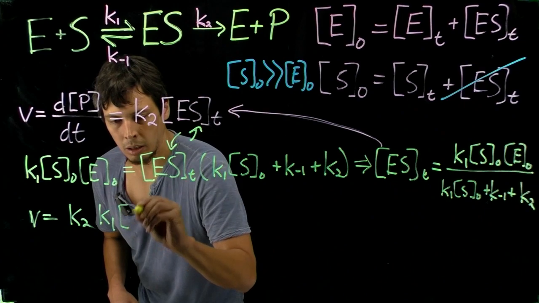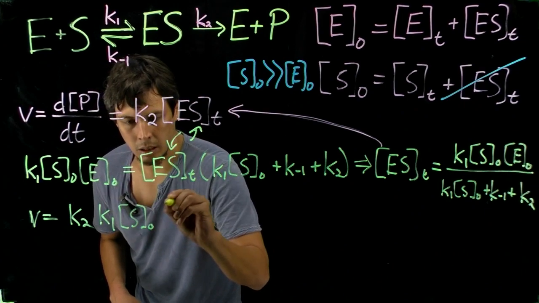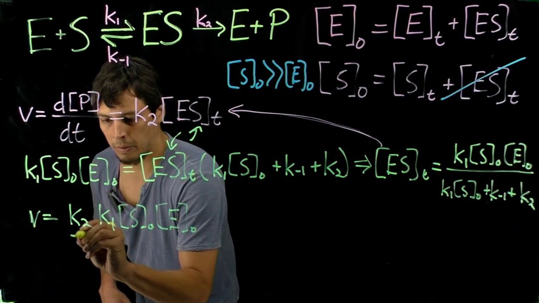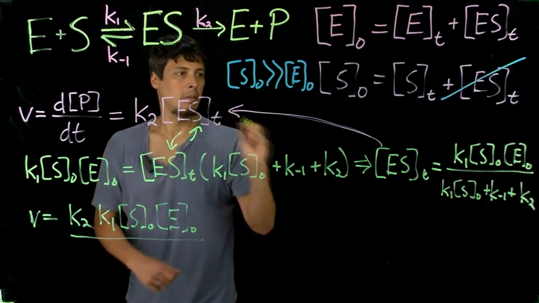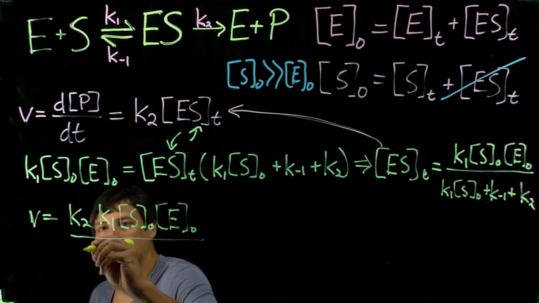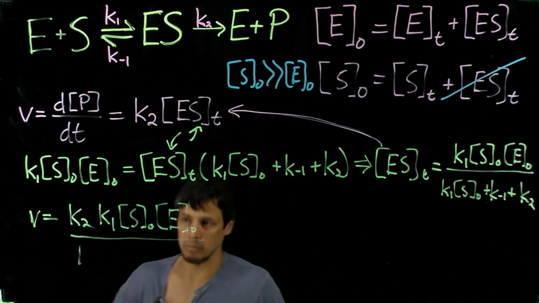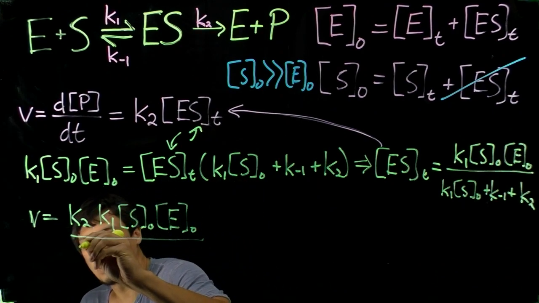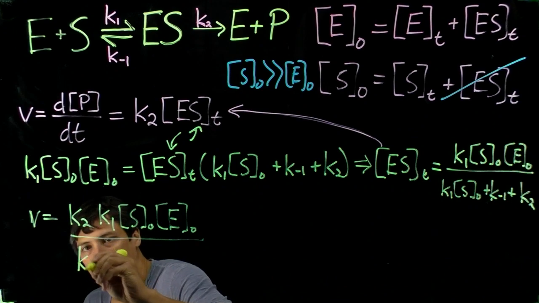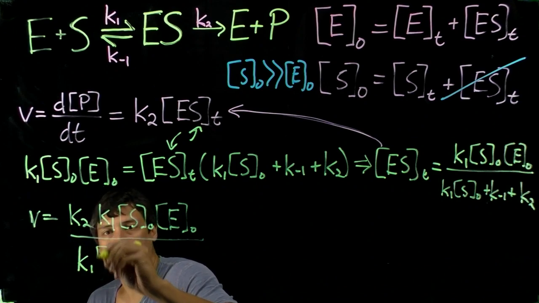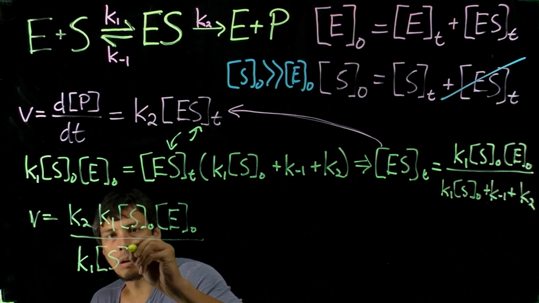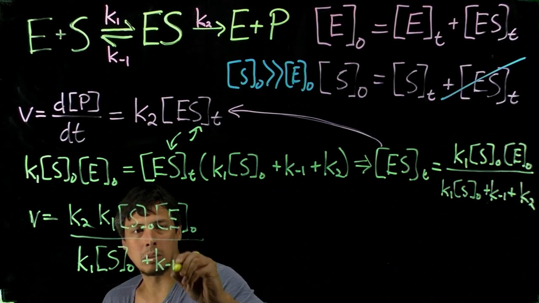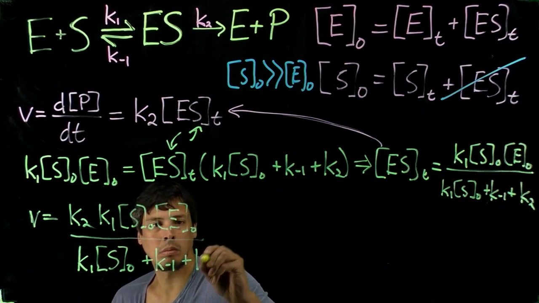K1 S naught E naught all over K1 S naught plus K minus 1 plus K2.